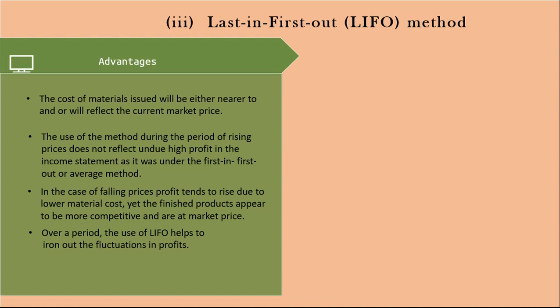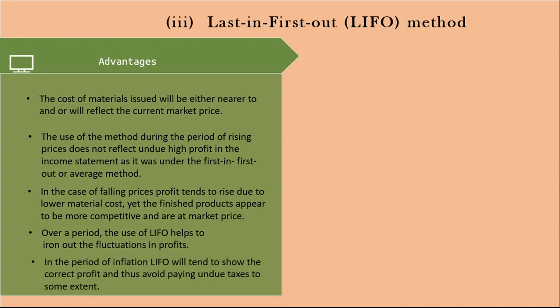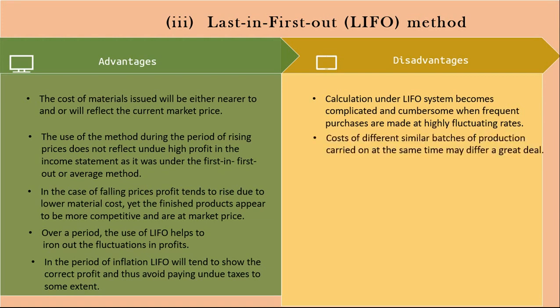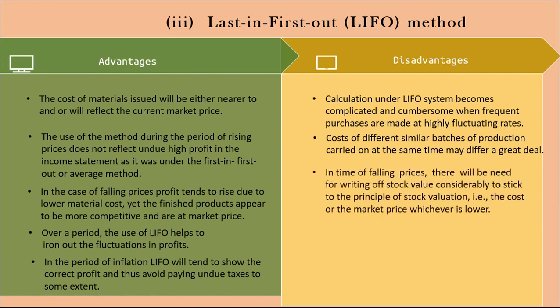In fact, the profit shown here is relatively lower because the cost of production takes into account the rising trend of material prices. In the case of falling prices, profit tends to rise due to lower material cost, yet the finished products appear to be more competitive and are at market price. Over a period, the use of LIFO helps to iron out the fluctuations in profits. In the period of inflation, LIFO will tend to show the correct profit and thus avoid paying undue taxes to some extent.